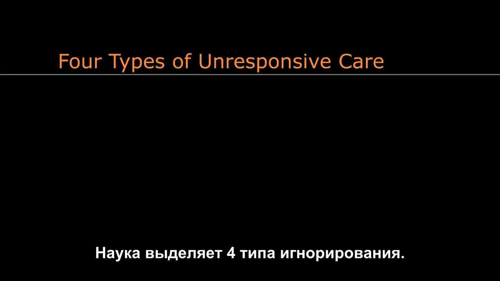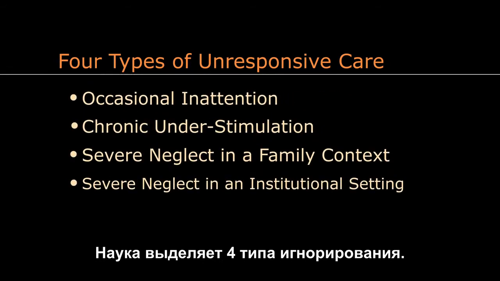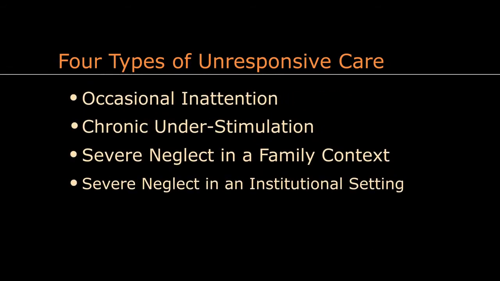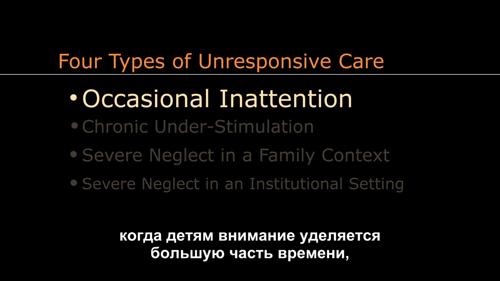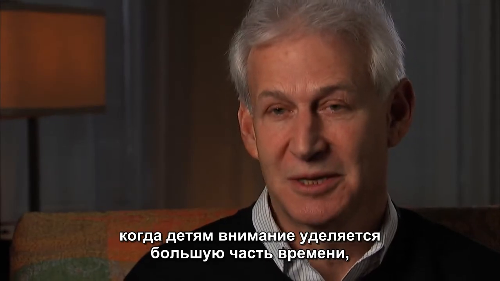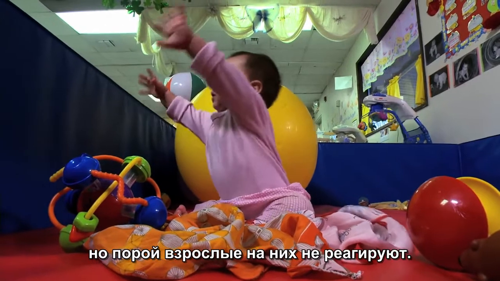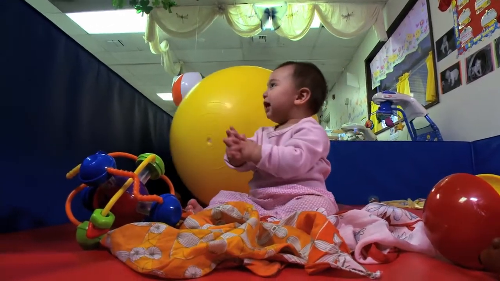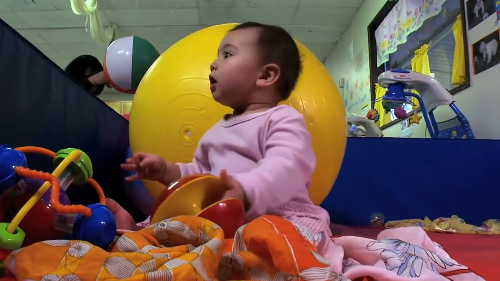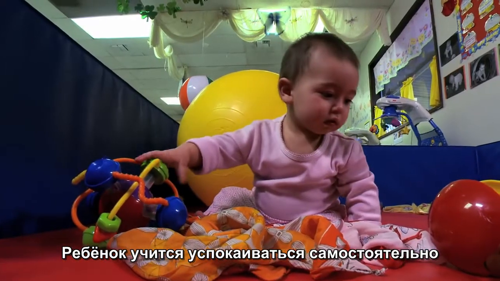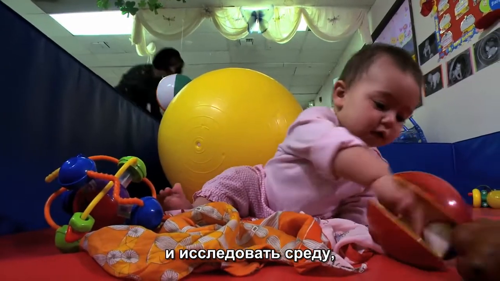Science points to 4 categories of this spectrum of neglect. The first category would be what's called occasional inattention, where children experience responsiveness most of the time, but occasionally adults don't respond. There's no harm in that, and in fact, there's probably some benefit. A child can learn to self-soothe and explore the environment, and all of those opportunities build brain architecture.